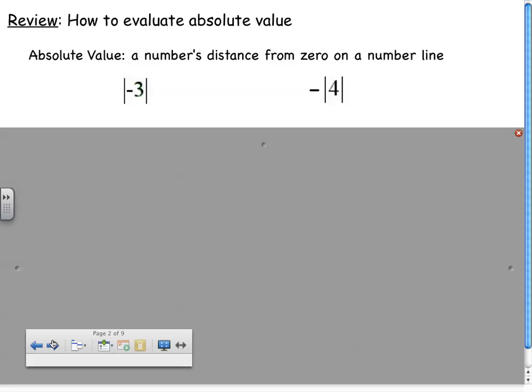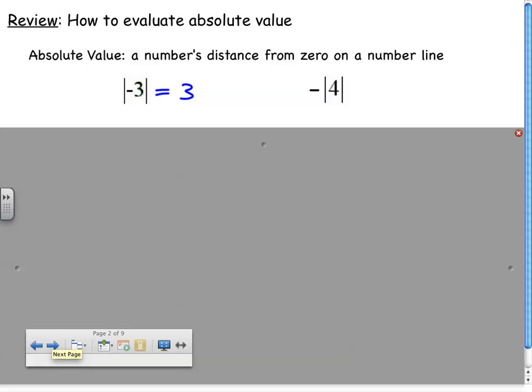For example, if you're standing in front of your house and you're going 3 doors down or 3 houses down, it doesn't matter if you go left or right. It's a distance measurement, implying that it doesn't matter which way you go. So -3, if you were to count how many units it is away from 0, you would say that the absolute value of -3 is 3.